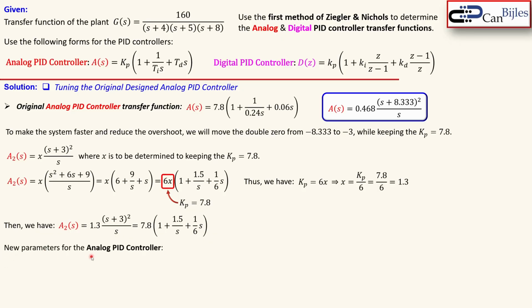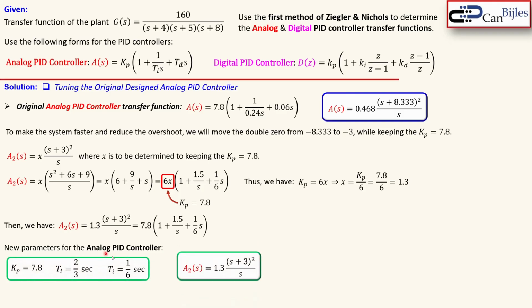So the new parameter for an analog PID controller is Kp, that's exactly the same as before, so 7.8. But Ti is then 2/3 because that is 1 over the 1.5. And the Td is just what we see as a coefficient in front of the S, which is 1 over 6 seconds. So we get the new parameters for our tuned analog PID controller.